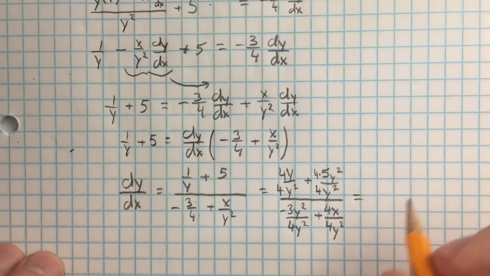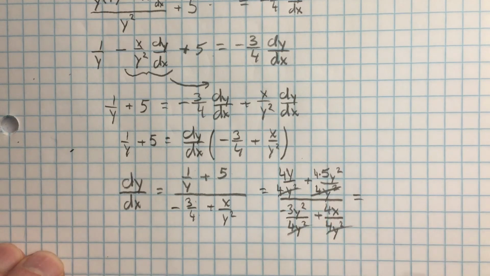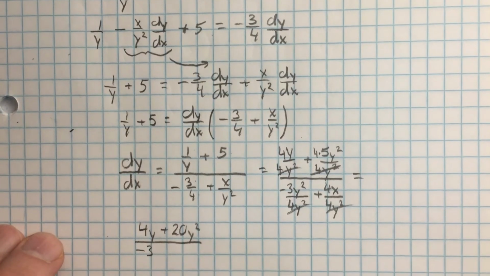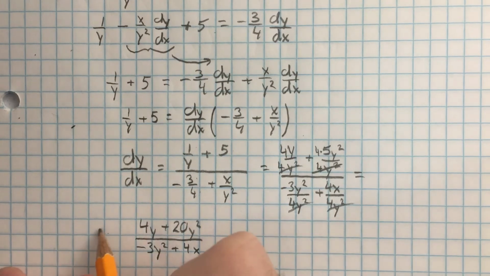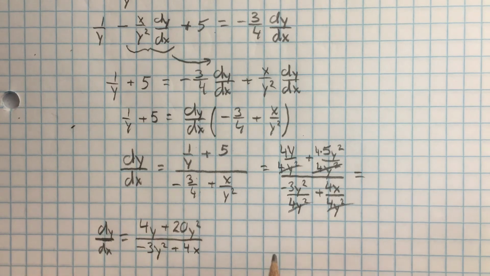All right. So to finish it off, we now cancel all these denominators, and we'll have 4y plus 20y squared over negative 3y squared plus 4x. Okay, so there's our derivative. dy/dx equals that.